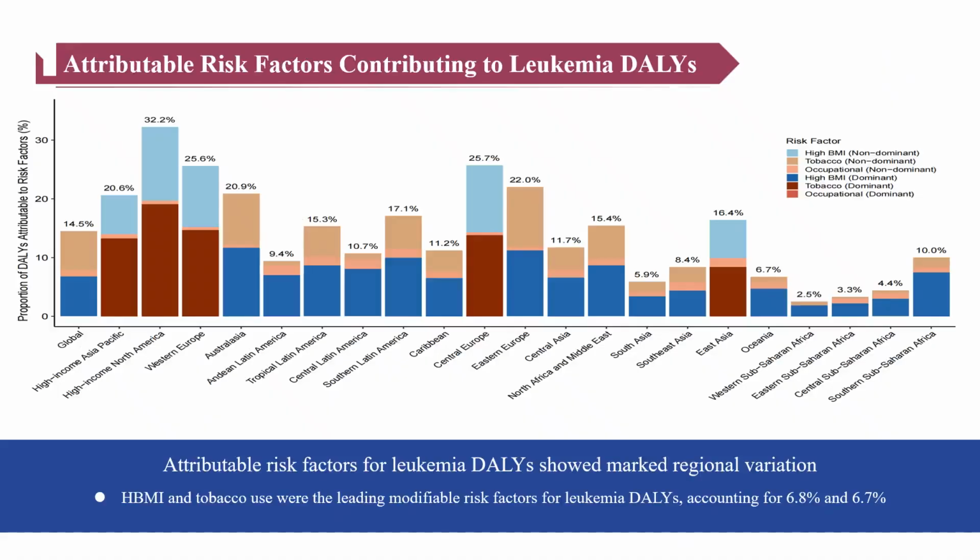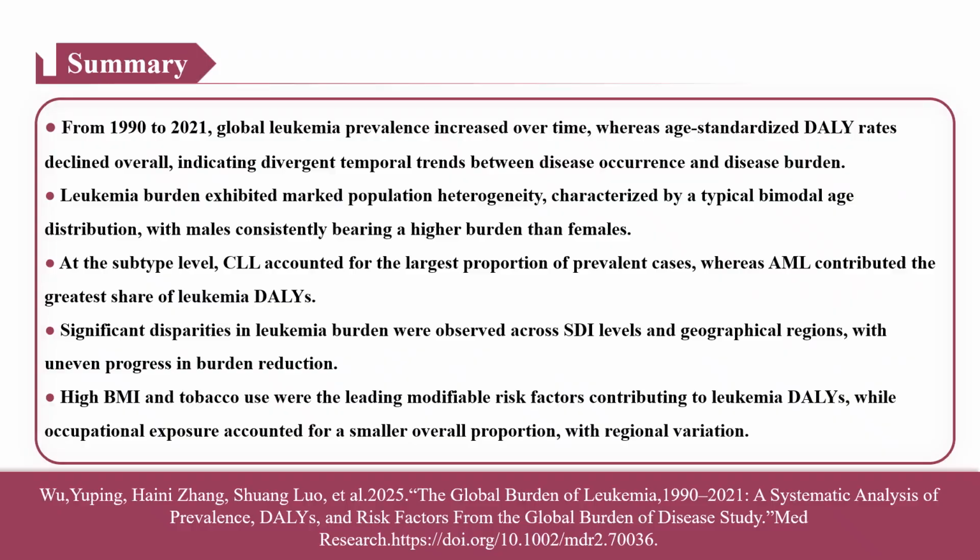Globally, high body mass index and tobacco use were the leading modifiable risk factors for leukemia DALYs, accounting for 6.8% and 6.7%, respectively. Overall, the prevalence of leukemia showed an increasing trend, whereas the overall disease burden declined. Substantial heterogeneity persisted across populations, subtypes, sociodemographic levels, regions, and countries.